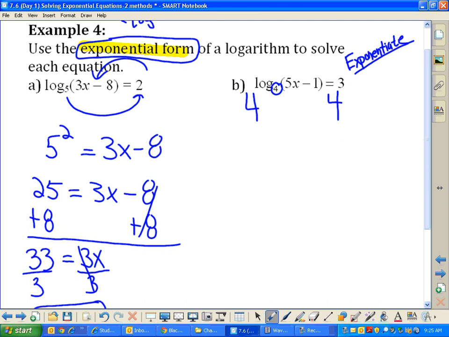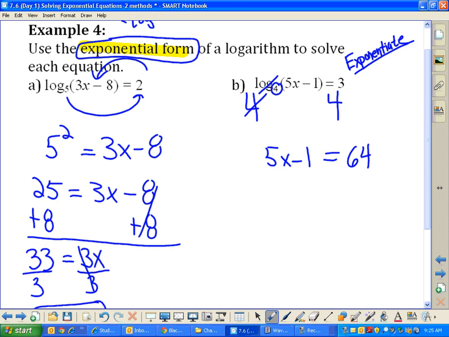So now that I have a base of 4 for the base of my exponent, and then a log base 4, we know that those things undo each other. So the 5x minus 1 falls down. And then we have 4 to the 3rd power on the right side. That's 64. So now I have a real simple linear equation.